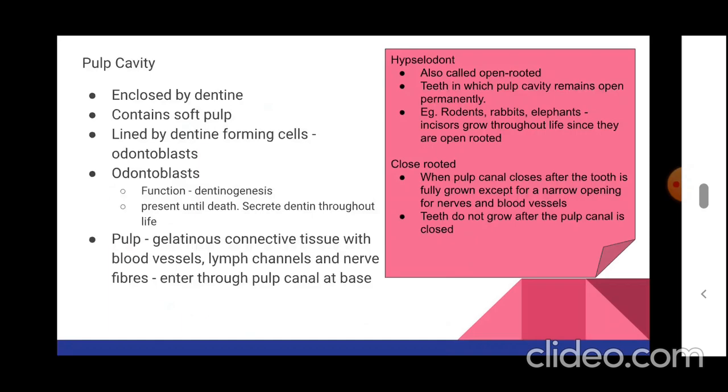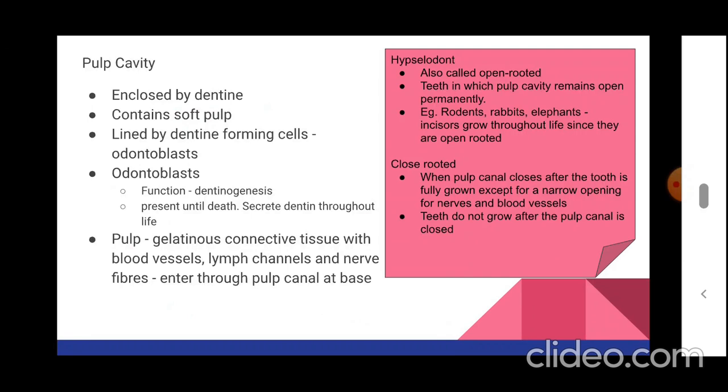Okay. Next about the pulp cavity. Pulp cavity is the cavity which is enclosed by the dentin. It contains the soft pulp. The outer surface of the pulp cavity is lined by dentin forming cells known as odontoblasts. What are these odontoblasts? I told you earlier. They are cells that secrete dentin. So their function is dentinogenesis. And they are present until death, secreting dentin throughout life.